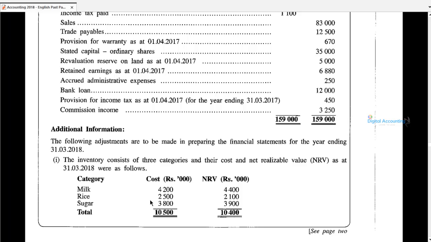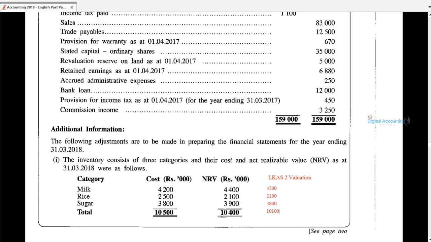Like milk, rice, sugar, we need to compare the individual cost and individual NRV and select the lower of cost or NRV according to LKAS 2. So under LKAS 2 valuation, the milk cost is 4200, NRV is 4400, so the lower one is 4200. Rice cost is 2500, NRV is 2100, so the lower one is 2100. Sugar cost is 3800, NRV is 3900, so the lower one is 3800. Now we need to add 4200, 2100 plus 3800, so that is equal to 10100. So that's the total value.